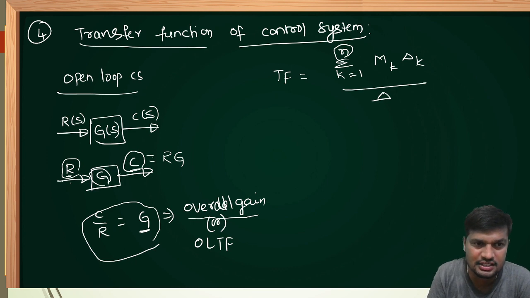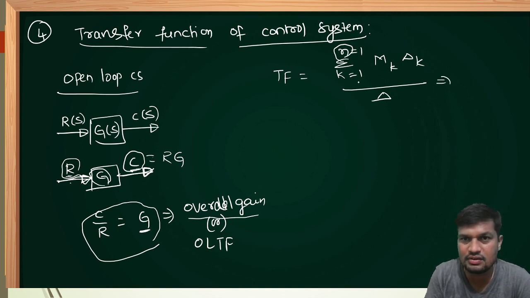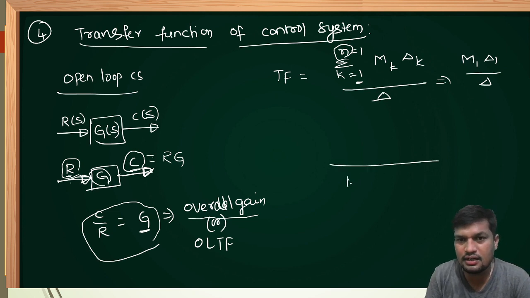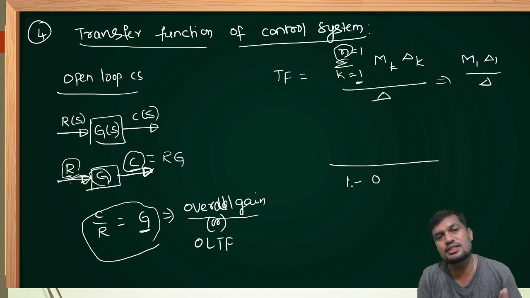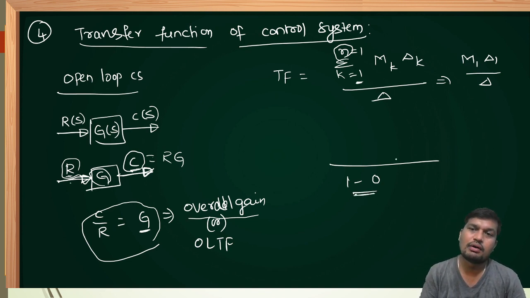Tell me dear friends, a forward path starts from the input node and ends at the output node. There is only one forward path. Therefore, n is replaced by 1. Whenever n is equal to 1, we need to substitute only k value as 1. That is M1 del 1 upon del. How to calculate del? 1 minus sum of loop gains. There is no loop in this open loop system. Sum of individual loop gains will be 0. As there is no single loop, how can we get two non-touching loops and all those things? Therefore, del is simply 1 minus 0.